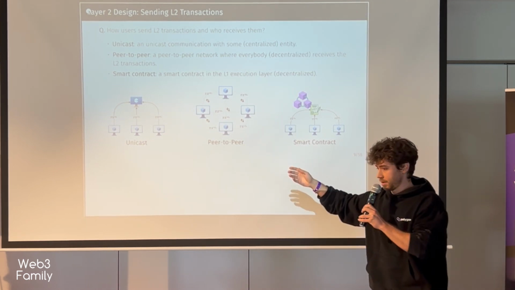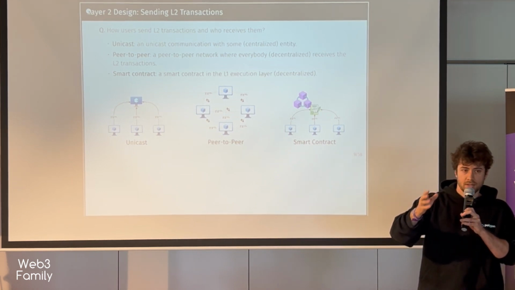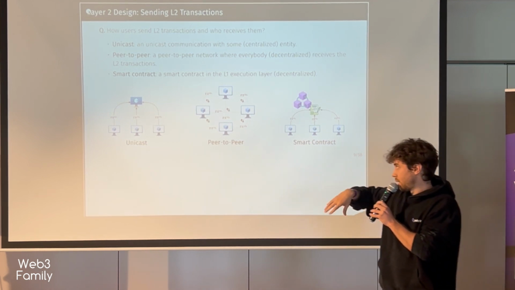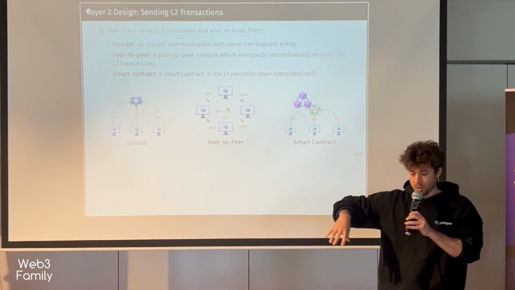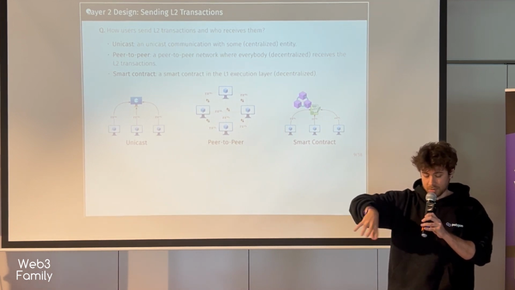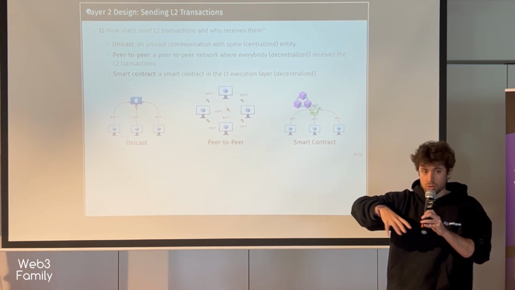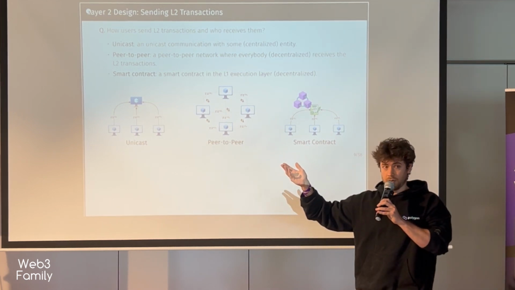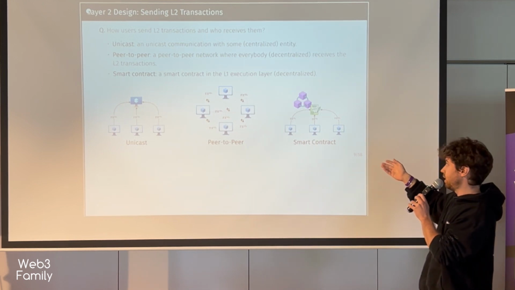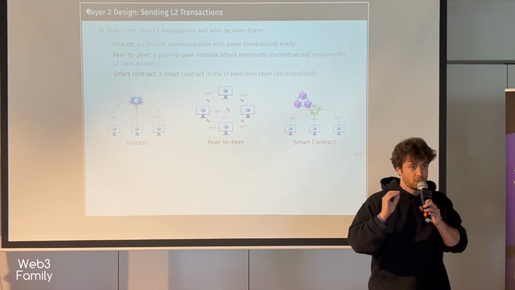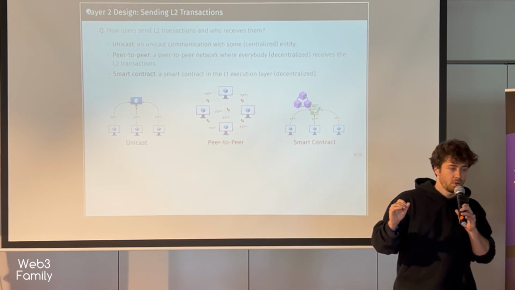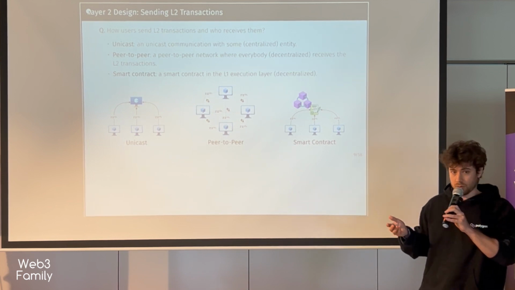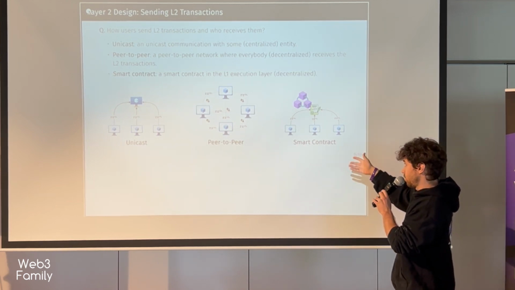The second one is peer-to-peer. The user, instead of sending the transaction to one entity, sends it to a broadcast network, for example, an RPC network with a lot of different nodes that all process the same transaction and reach a consensus to decide which will be the result. This is the example of Ethereum. And finally, there is the smart contract approach. You send the L2 transactions to a smart contract deployed on L1, and then another entity reads those transactions and executes them. This one is the most decentralized, but it is also very costly.